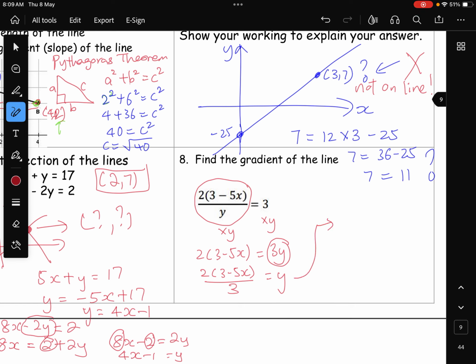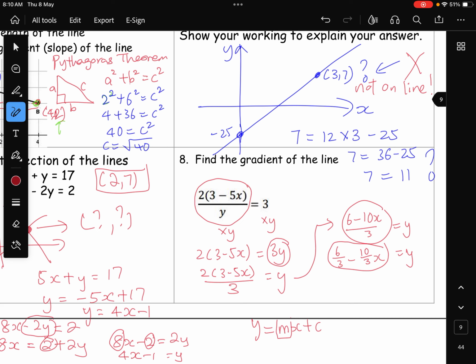Now of course, if we simplify this, you're going to get something like 6 minus 10x divided by 3 gives me y. Since I'm looking at y equal to mx plus c and I'm looking at the gradient, I'm going to split up this fraction and it's going to be 6 over 3 minus 10 over 3x. Do you realize something here? This actually looks like mx plus c.